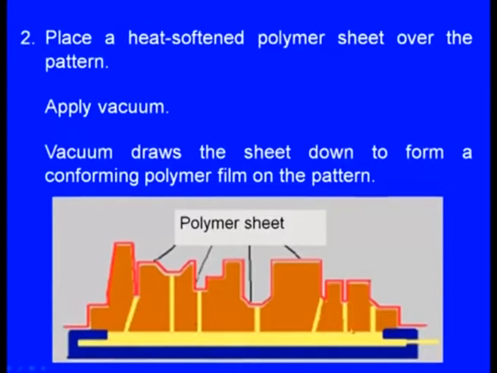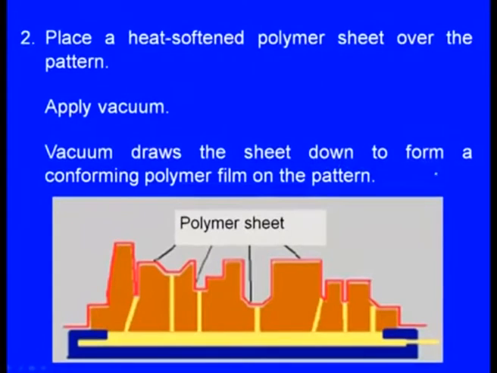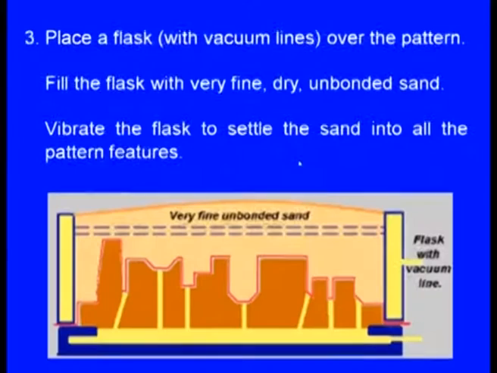It will be here, then you apply vacuum here, then what will happen? As the vacuum is applied, the polymer sheet will be sucked. So, vacuum draws the sheet down to form a conforming polymer film on the pattern. As the vacuum is applied, the polymer sheet will be drawn, so that it will be sticking to the details of the pattern strictly.